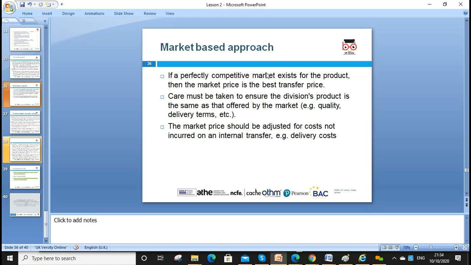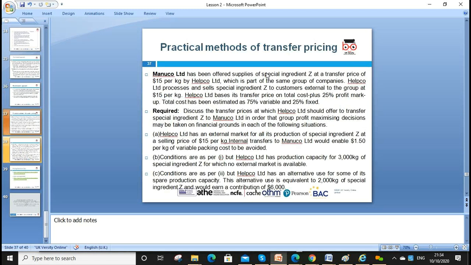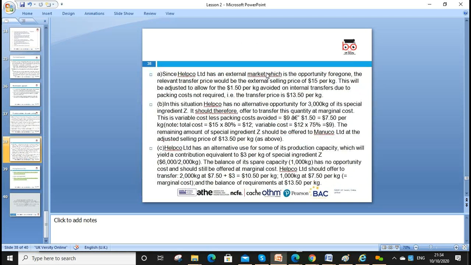Okay, market-based pricing: we always need to look at the market-based approach, where you decide the price based on what the competitor will do and what the competitor will charge. Then the practical method of transfer pricing, where we can change pricing in different locations. This is one of the cases. Make sure you read it and discuss transfer pricing across different locations. This example will further help clear your concept.